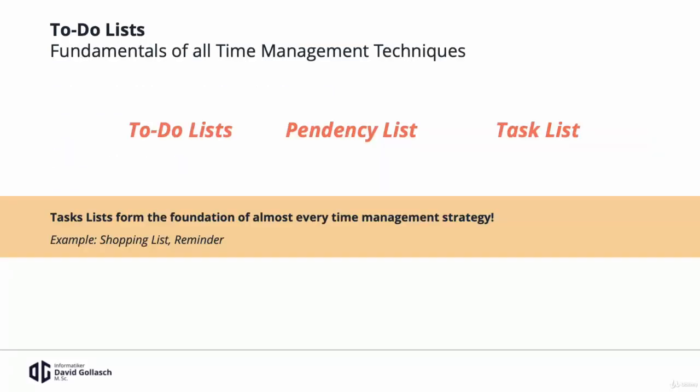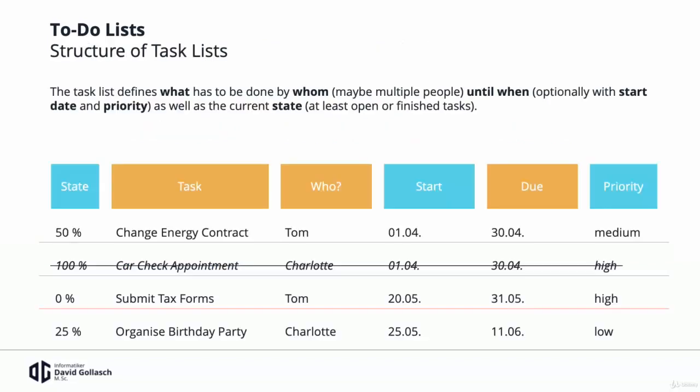So first, to-do lists. Those are the fundamentals of all time management techniques, and that's why we have to take a look at them, right? To-do lists are also called pendency lists and task lists. Those are always the same, of course. But what's the structure of a to-do list? Basically, a to-do list comprises the task description, meaning the list of the things that you need to do. But of course, there are additional details that can be noted down on a to-do list.